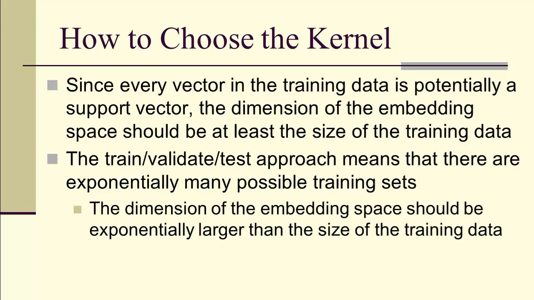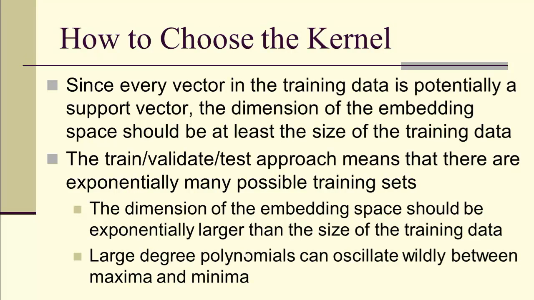So that means the dimension of the embedding space should probably be exponentially larger than the size of the training data. Again, these have to be huge spaces. So if you use a large degree polynomial, however, that can oscillate wildly between maxima and minima. So what we have here is a heuristic. You really don't want to use polynomial kernels if you expect more than just a few support vectors.